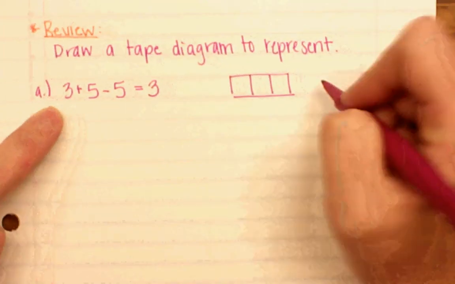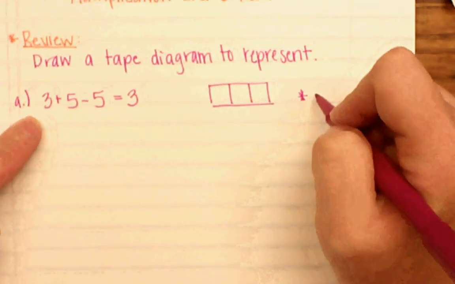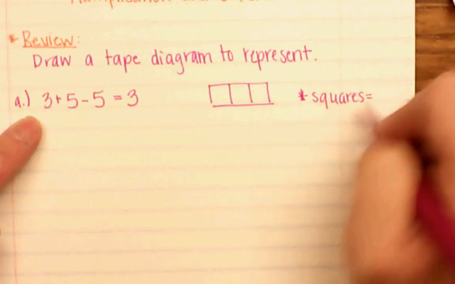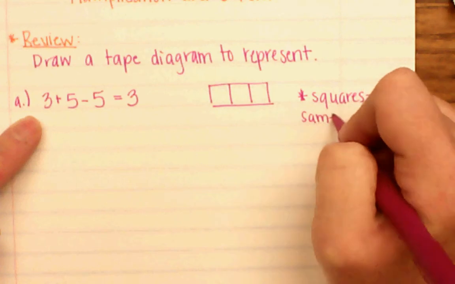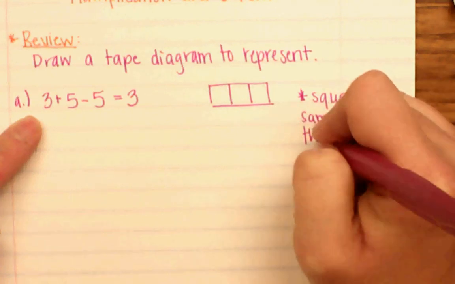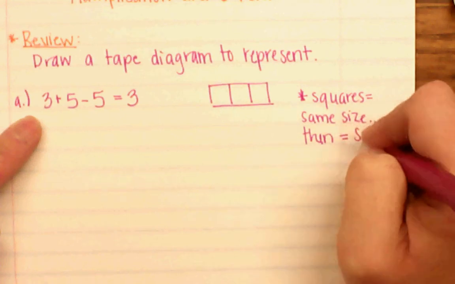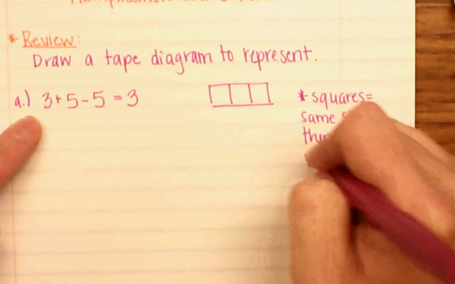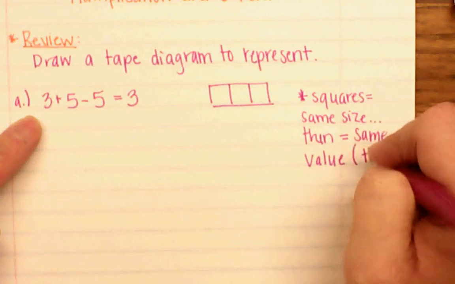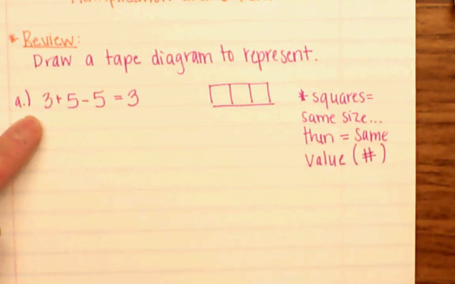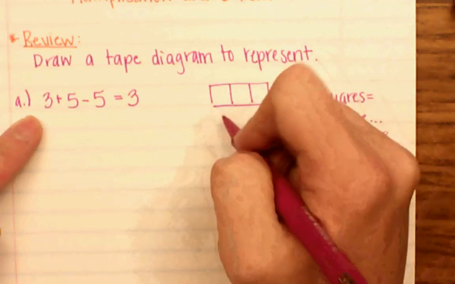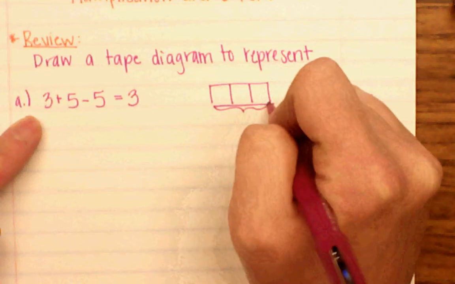Now remember, if the squares equal the same size, then they equal the same value. And remember, value is just a fancy word for numbers. So since these are the same, we know each square represents 1. So I have a total of 3 right here.